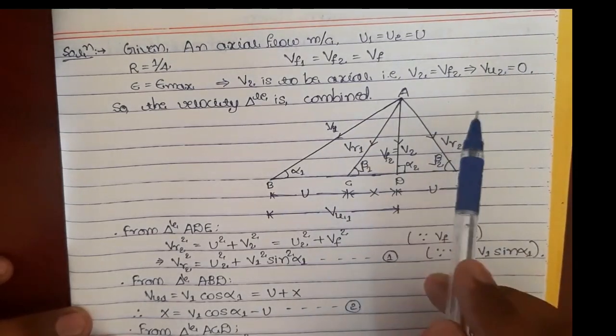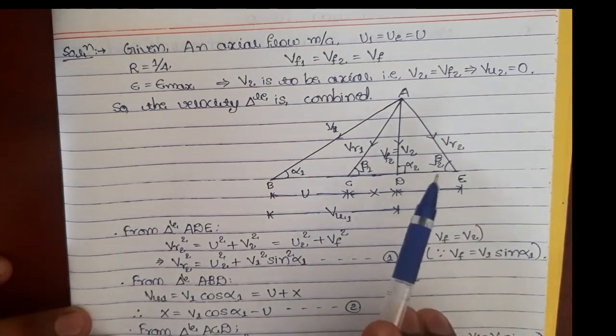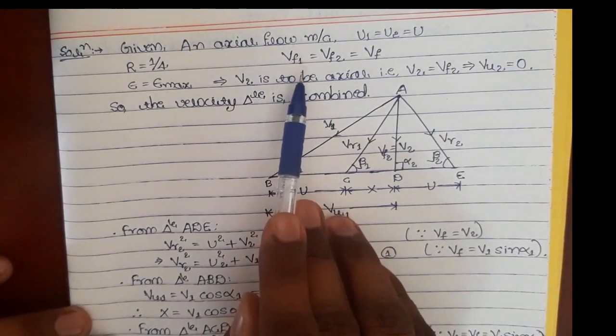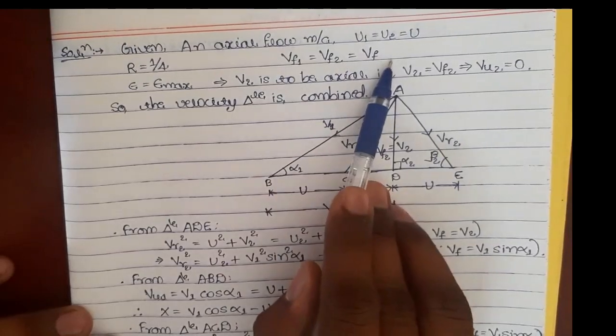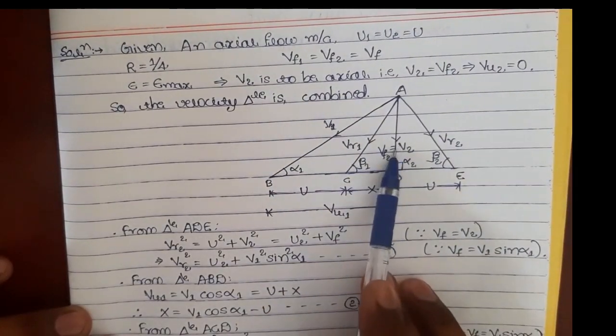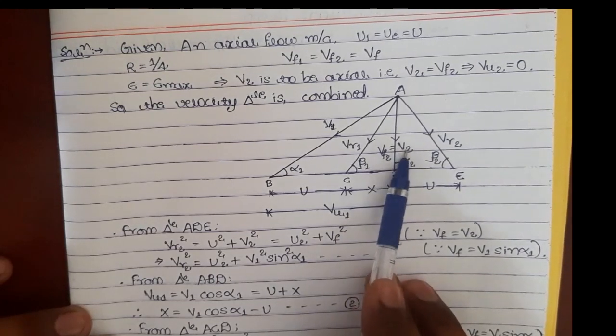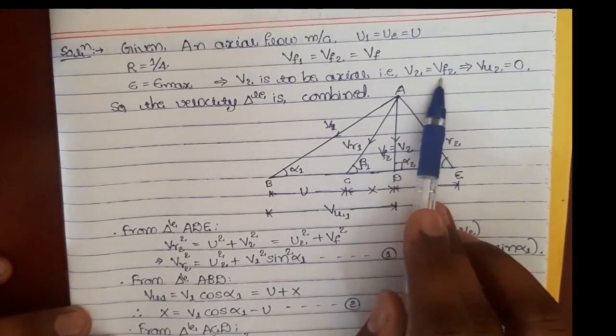So now I have drawn the inlet and outlet triangles combined, since we know two conditions. Because the flow velocity is constant, I have made that the common line. This is the common line: Vf1 is equal to Vf2 is equal to V2 here. Okay, at the outlet Vf2 is equal to V2.